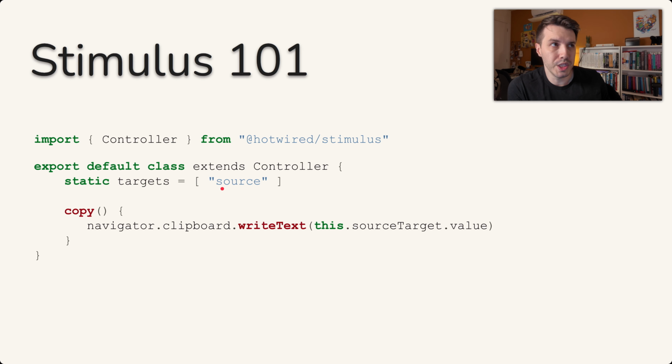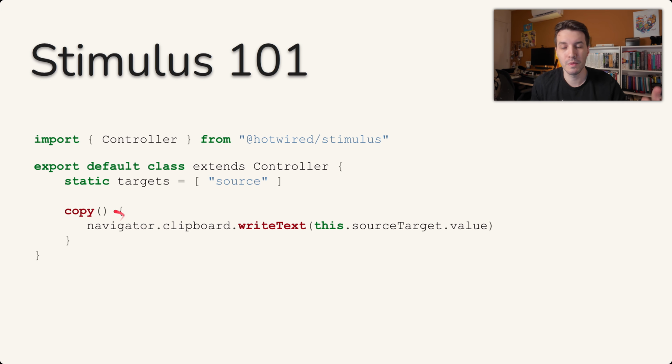If you're used to Vue, Alpine, or React, a target is like a ref in those frameworks. So it's a reference to an element on the page that is bound to this alias that we can use to interact with that element. We also have an action over here. An action is a method that can be invoked by event listeners or by other controllers.